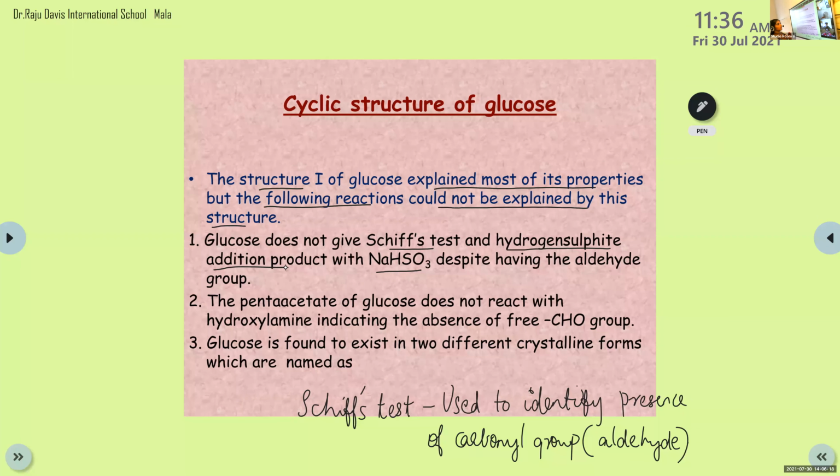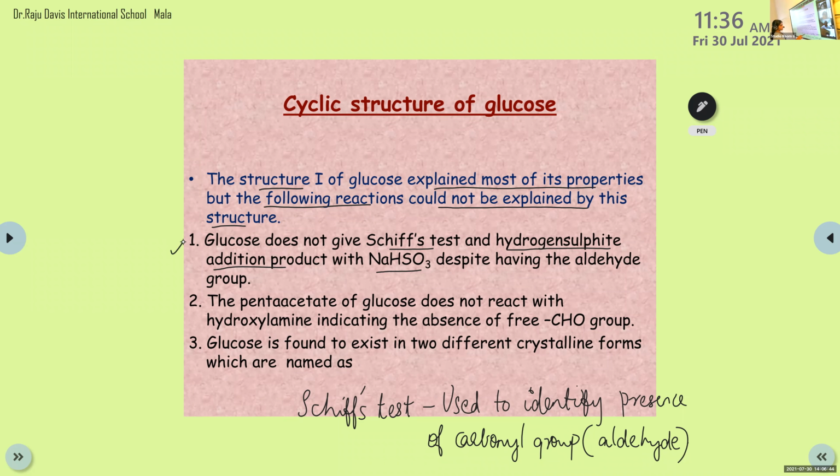We have learned one structure of glucose that's suggested by Fischer. It's a straight chain structure, right? But using that structure we cannot explain the reason why this Schiff's test and hydrogen sulfate product is not obtained when reacting with glucose. Clear? Yes, that's the first reaction. Is this clear, children? First one.